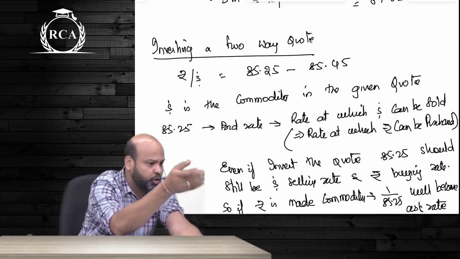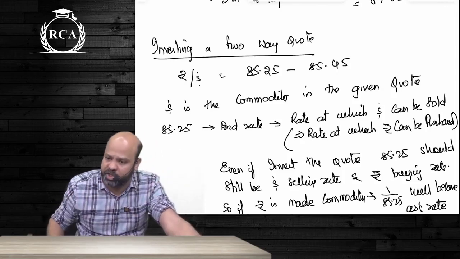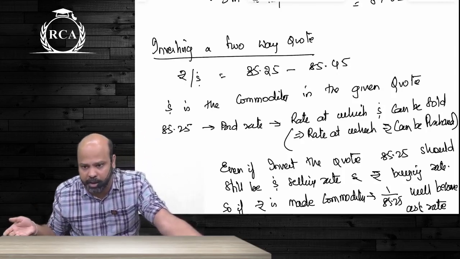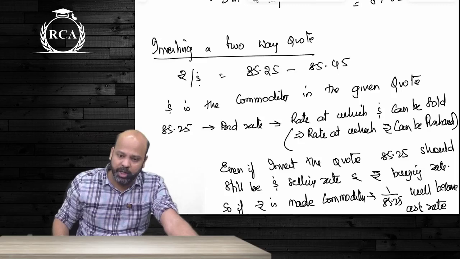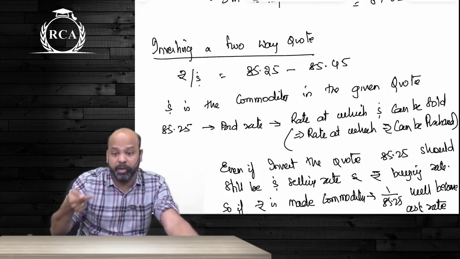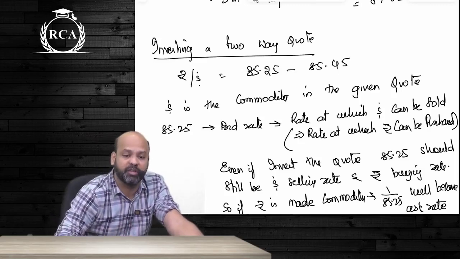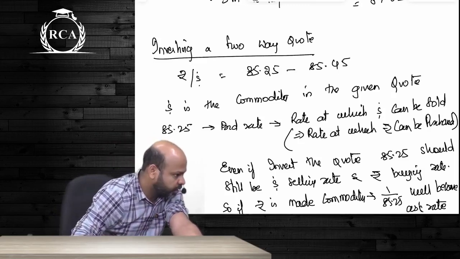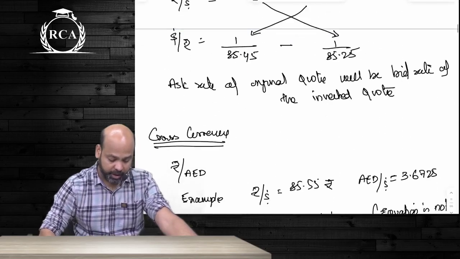In the original quote, bid rate, agar rupee by dollar quotation hai, bid rate would mean it is dollar selling rate and rupee buying rate. If rupee is made the commodity, guys, the same rate should be applicable for rupee buying rate and dollar selling rate. The rate cannot change merely because you are inverting it. Are we clear about this? So that is about inverting a two-way quote.